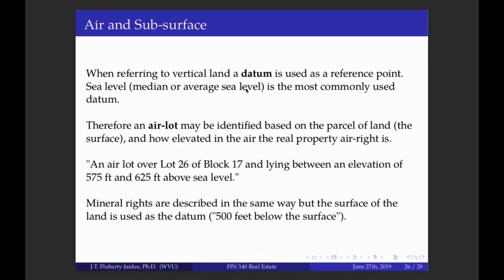You can also describe mineral rights in the same way, but they're usually referred to based on the surface ground itself being the datum of reference. Okay, so the 500 feet below the surface, that's our mineral rights. Okay? I would like to drill 500 feet below the surface, or I would like to drill the tranche 500 to 600 feet below the surface.